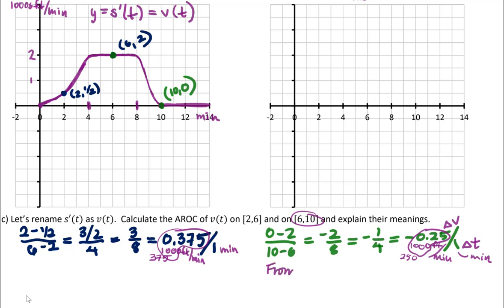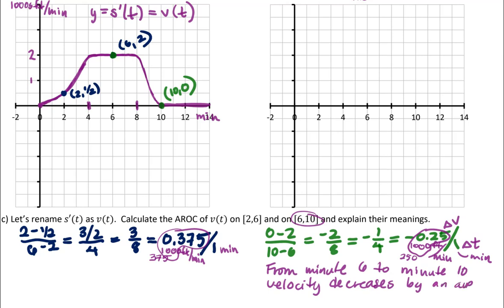So from minute 6 to minute 10, velocity decreases by an average of 250 feet per minute for each minute passed. That's a little scrunched, but hopefully that makes sense. So think carefully about interpreting second derivatives and expect to see those per minute or per minute squared, things like that happen.